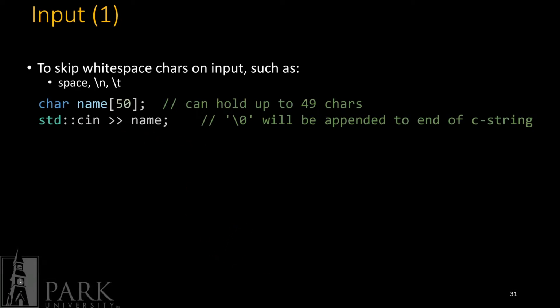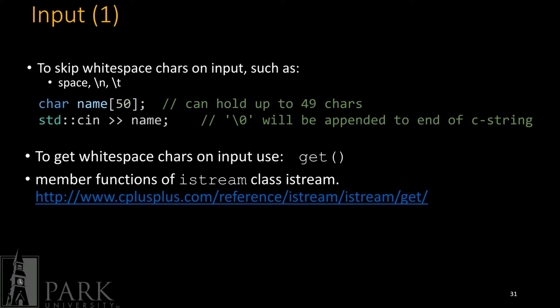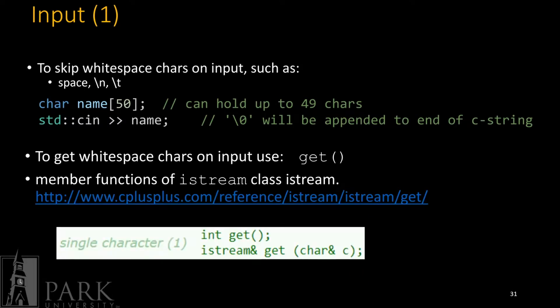Now, if you need to input a C string with white space characters, then you will need to use the get member function of the istream class, and it can be used to read one single character. You can read more about it on cplusplus.com, in the references. But be aware that there are two versions of get. So this is obviously an overloaded function. One returns an integer value, and one returns the istream reference, and you can put the character that you get into an out parameter.